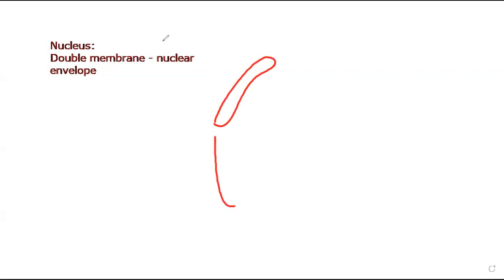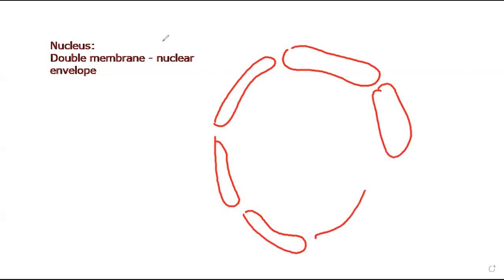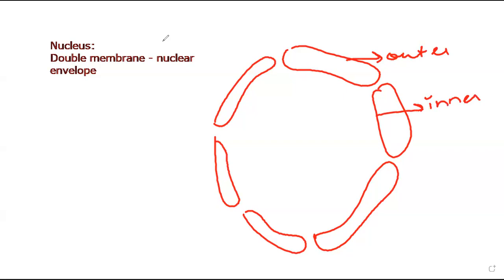Nuclear envelope is the common term that we use. The double membrane means that it has two parts: an inner membrane and an outer membrane. It looks like this. We have an outer nuclear membrane and an inner nuclear membrane. Between these membranes, we have small openings. These openings are known as nuclear pits.